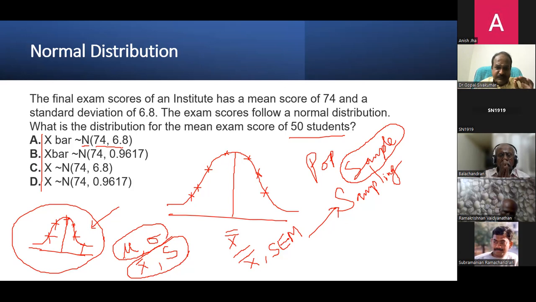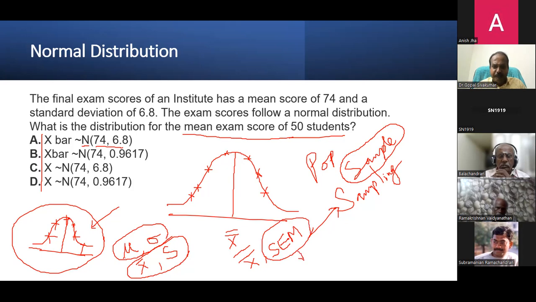Now, the distribution we are currently interested in is which one? A or B or C or D? A represents a variable called x bar. Yes, we are also talking about x bar. What is the distribution we are interested in? The sampling distribution, because they are talking about the mean exam score of 50 students. So the standard deviation of the group will be the standard error of the mean.